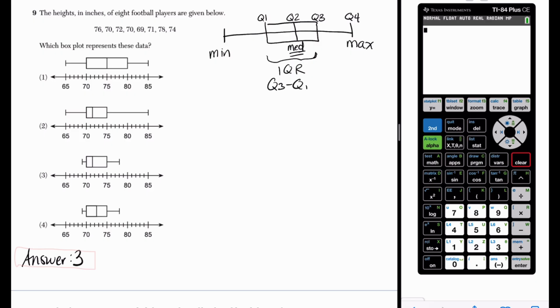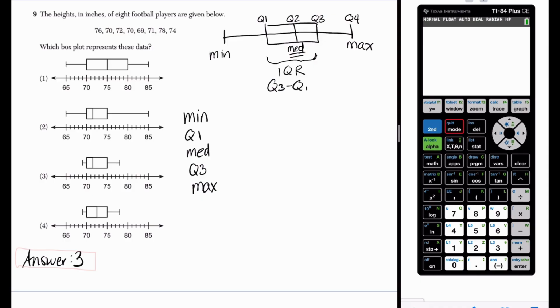Now, how am I going to use this on a calculator? On a calculator, you're going to put in your data, and you're going to try and get these numbers. You want your minimum, it's going to give you your Q1. Instead of Q2, it's going to say median, Q3, and then instead of Q4, it's going to say maximum. Those are the numbers you want using your calculator, and then you can draw it out, and we're going to identify it. So let's go to our calculators.